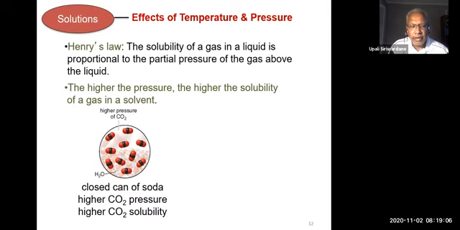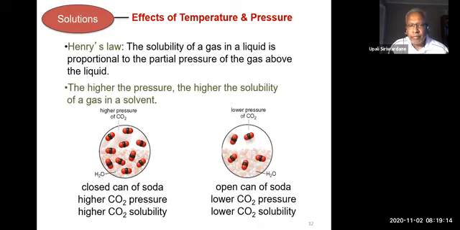A closed can of soda has higher carbon dioxide pressure, therefore higher carbon dioxide solubility. Once you open that can of soda, there is lower carbon dioxide pressure, so it releases carbon dioxide and gradually depletes carbon dioxide from the solution.